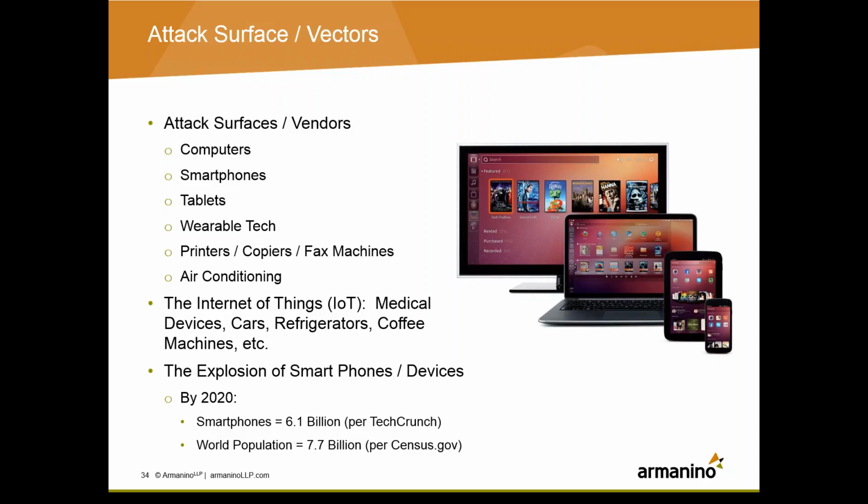Interesting stats at the bottom here. If you look at the stats, they say the world population is going to be 7.7 billion by the year 2020, and a different study is saying there's going to be 6.1 billion smartphones. I'm assuming the 1.5 billion difference are people age 0 to 3.